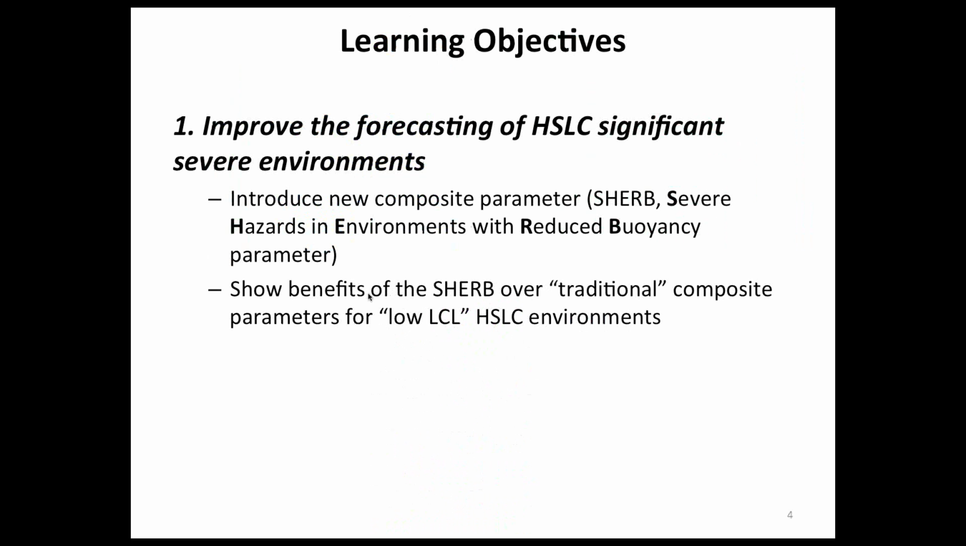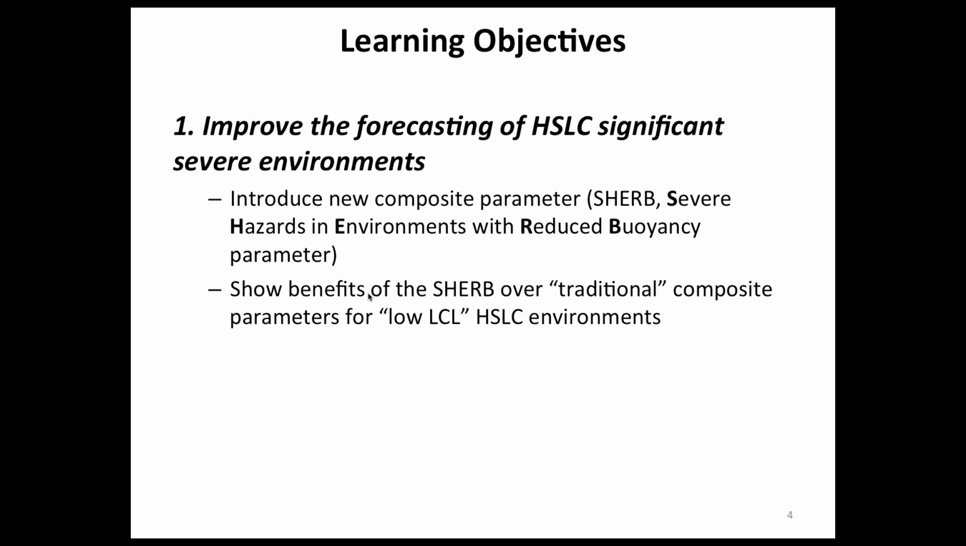So the first objective of this research was to improve the forecasting of high shear low CAPE significant severe environments. And only a few studies conducted over the last 15 or 20 years or so have really focused on severe high shear low CAPE convection. So to address this forecasting challenge, we wanted to first assess the utility of existing techniques and composite parameters such as the significant tornado parameter, the energy helicity index, and so forth within high shear low CAPE environments.